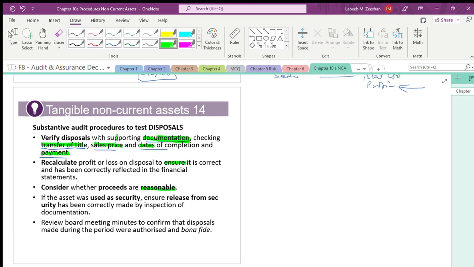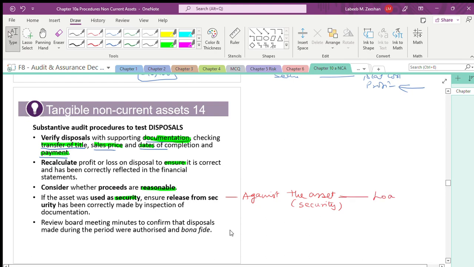If the asset was used as security, what is the security? If you have taken a loan against the asset, that is a security. If you have taken any loan against the asset, we have to be very specific about it. Before you dispose of that asset, you have to pay the loan, then you dispose of it. Take an example: you have taken a car on a loan. You cannot sell the car unless you pay off the loan. That is what we have to understand.